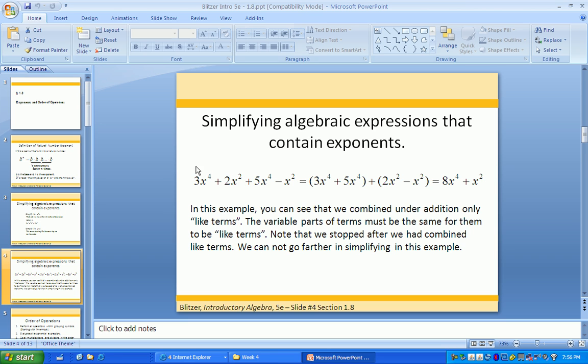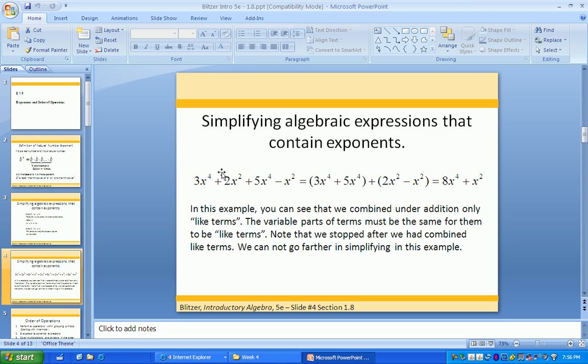So here we start off with the 3x to the 4th. A good trick is to circle this and go through and see if we have any other x to the 4th. And here we do, a plus 5x to the 4th. So you can see what we did here is we grouped them together, the 3x to the 4th plus the 5x to the 4th, and we grouped them with parentheses using our associative property.